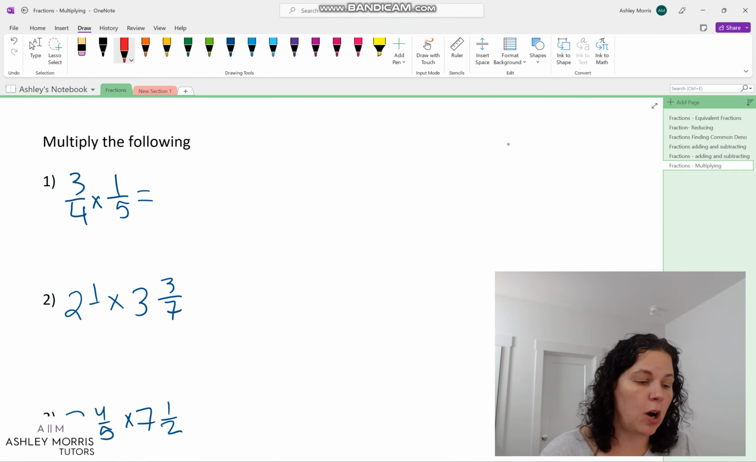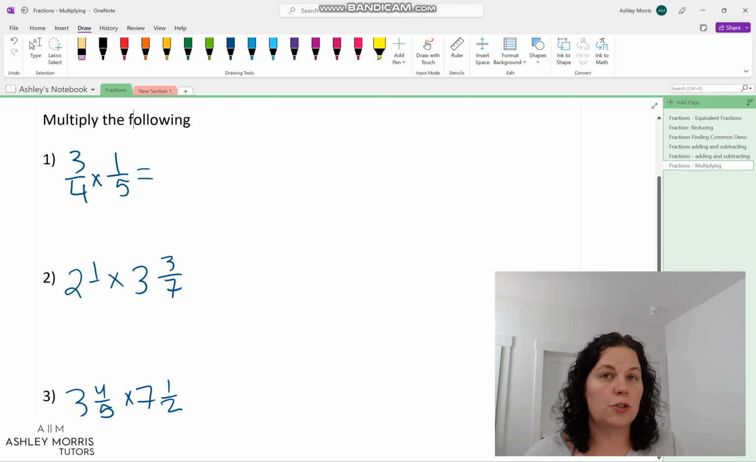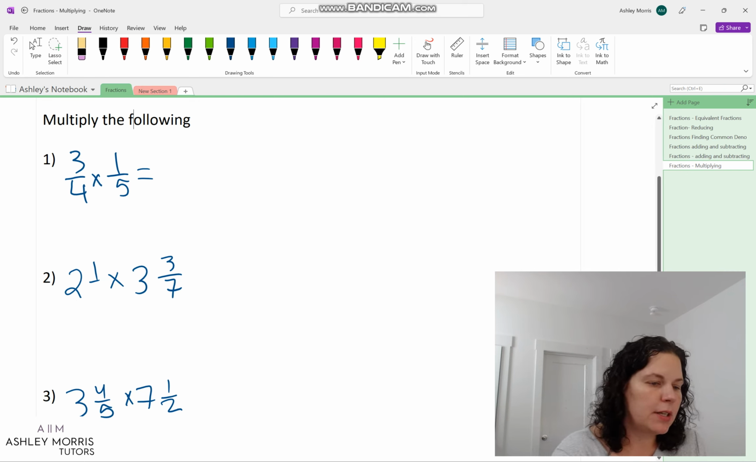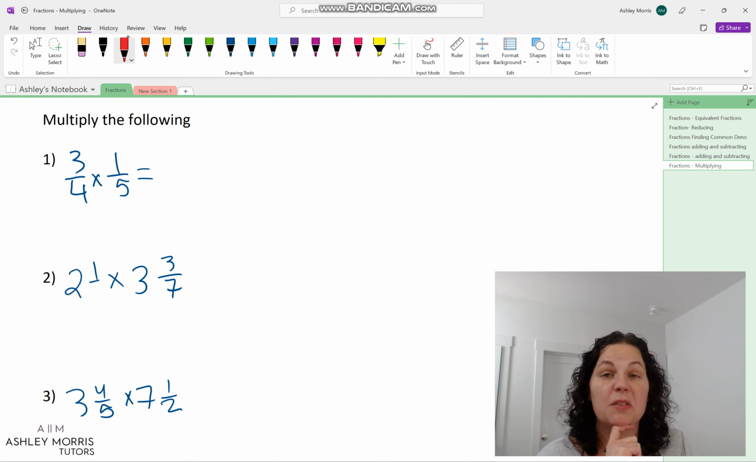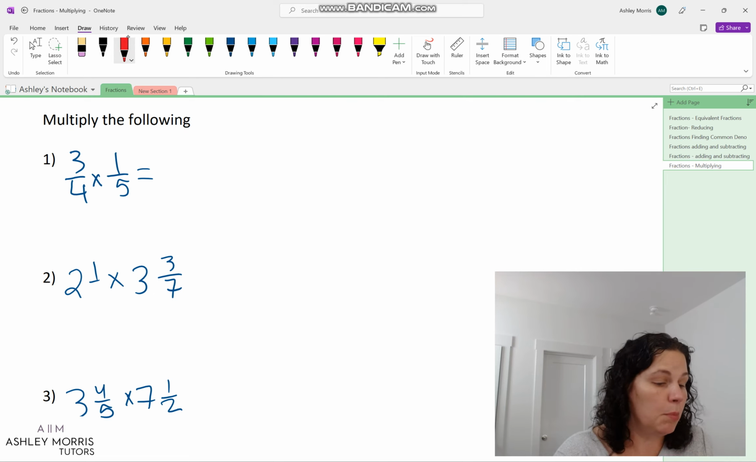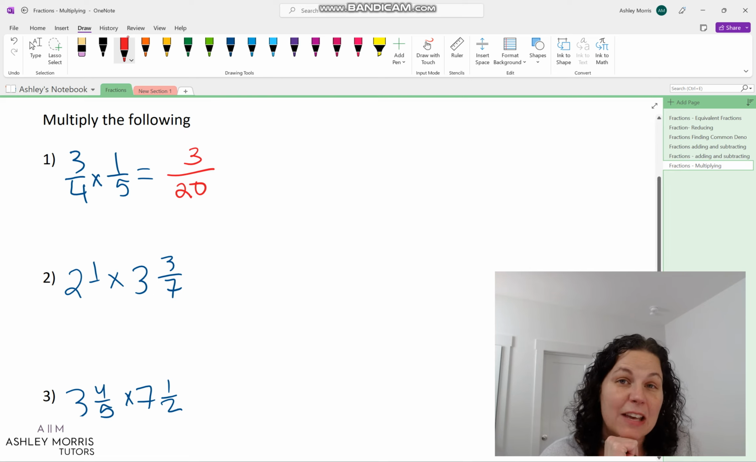Remember, pause, rewind, try these on your own. Go at your own pace. So step one is to make them improper. Don't have to do that. So then we're going to multiply the top, the numerator, multiply the bottom, the denominator. And if we can reduce, we can't. If we can, make it into a mixed number. Don't need to do that. So we're done.